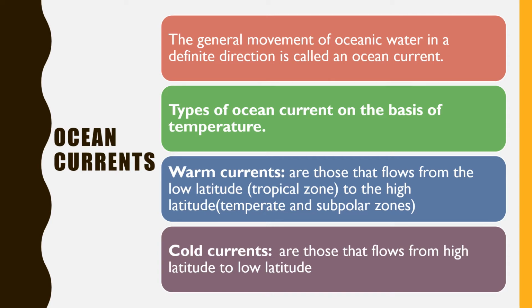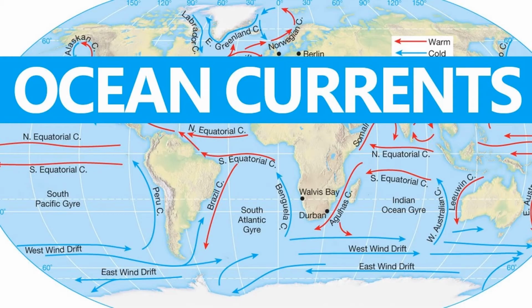Ocean currents. The general movement of ocean water in a definite direction is called an ocean current. Types of ocean currents are classified on the basis of temperature, and thus there are warm currents and cold currents. Warm currents flow from low latitudes to high latitudes. Cold currents flow from high latitudes to low latitudes. Here in this diagram, you can see the various types of currents.